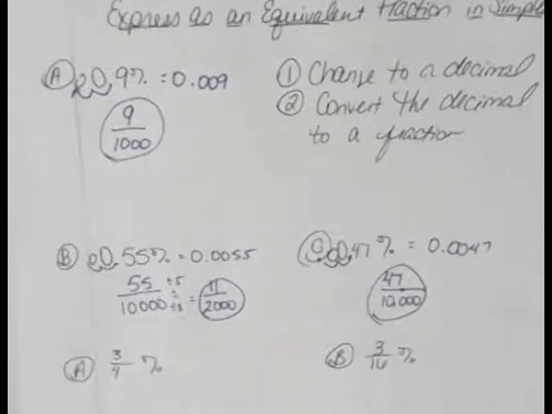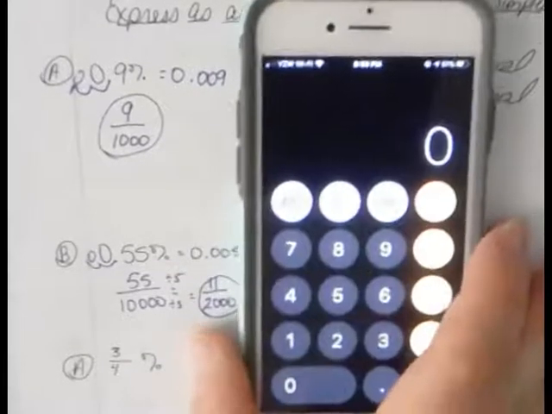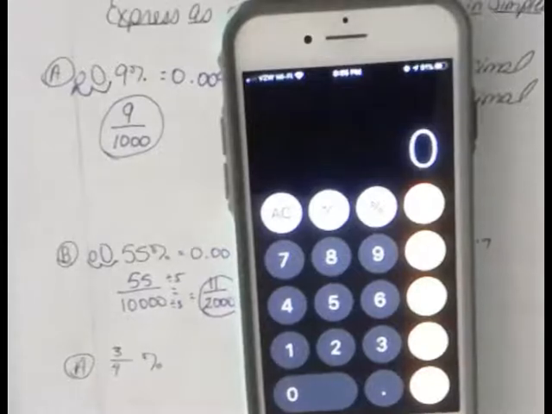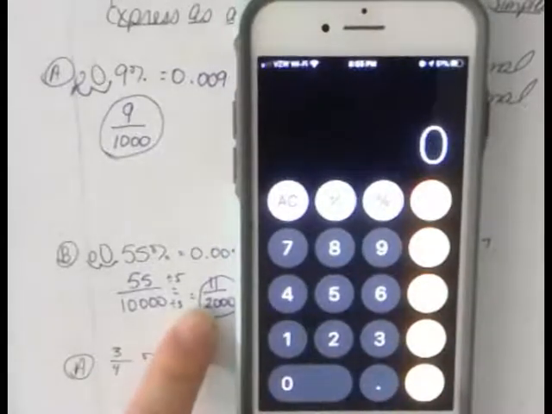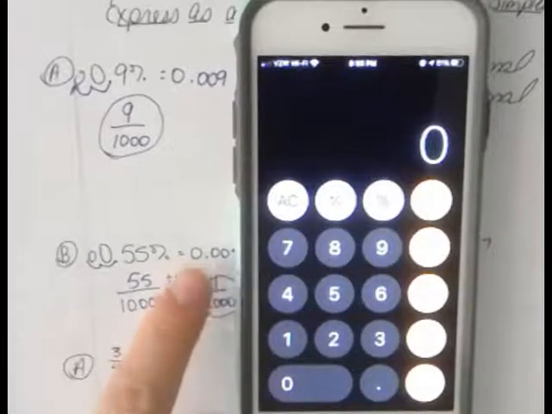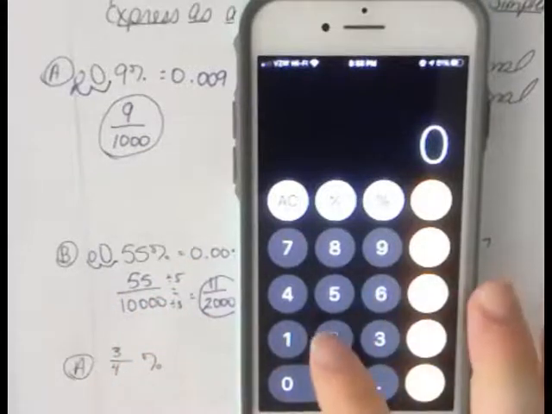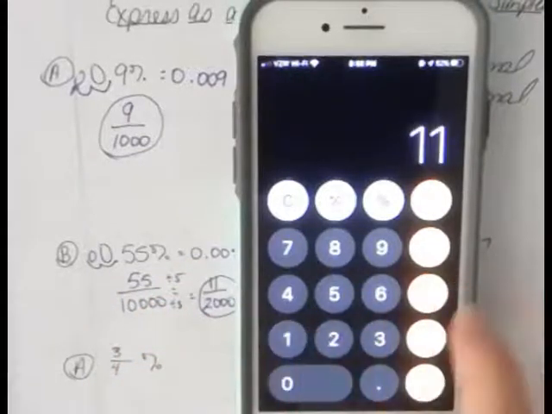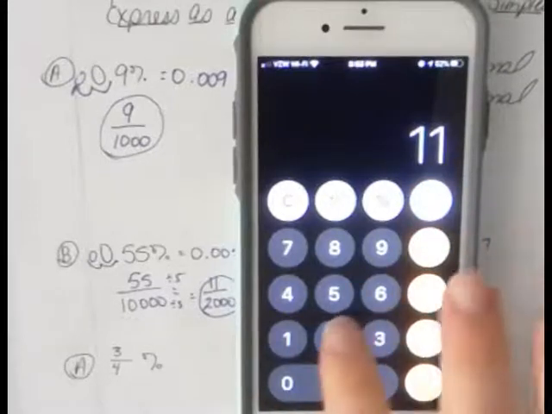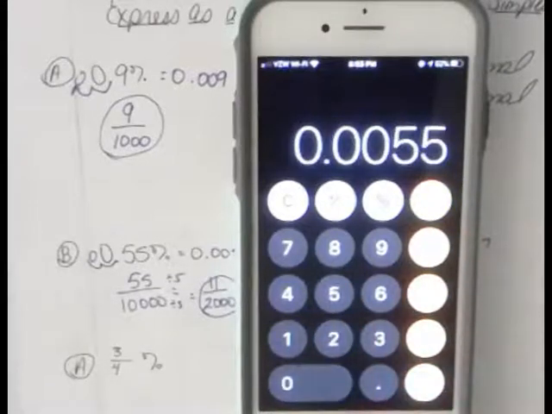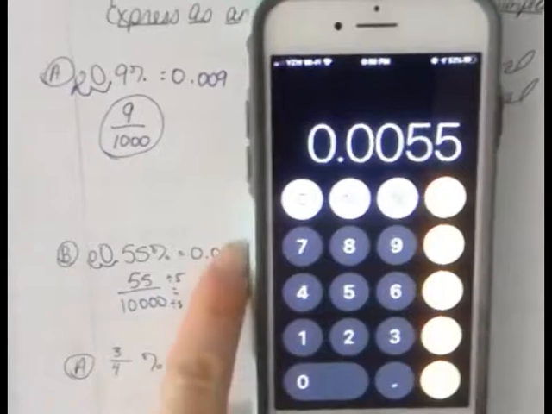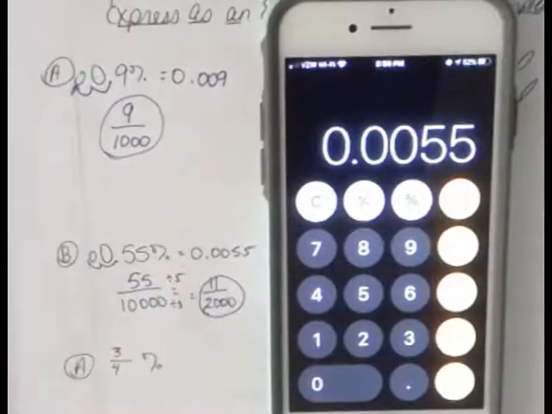And if we wanted to, we could plug that into a calculator and make sure we did it correctly. I'm going to use my cell phone because it's what's closest to me. So remember, a fraction is the same thing as a division problem. It's 11 divided by 2,000. So if I typed into my calculator 11 divided by 2,000, that gives us our decimal. So we did that correctly.